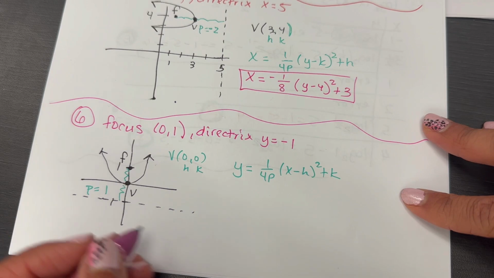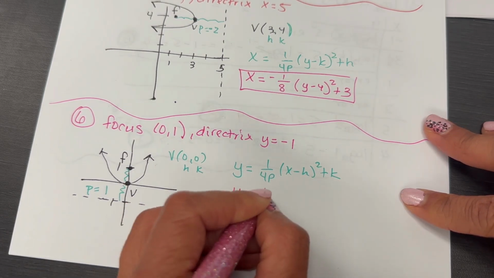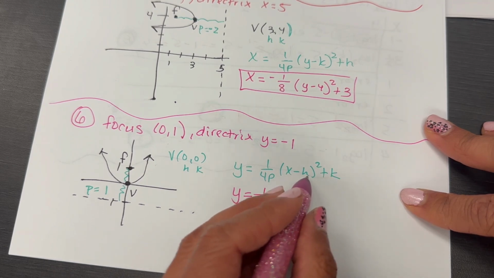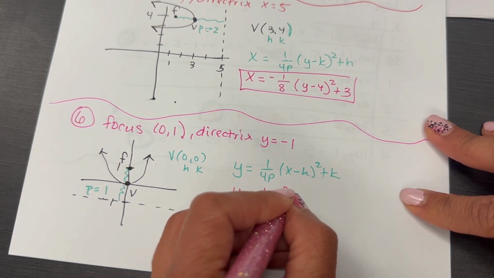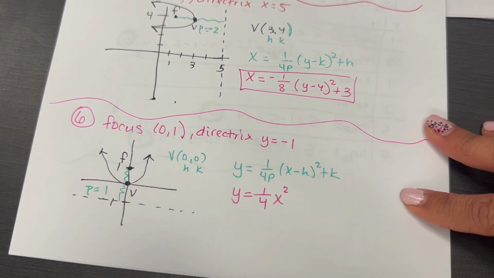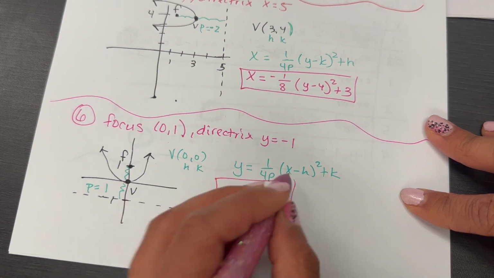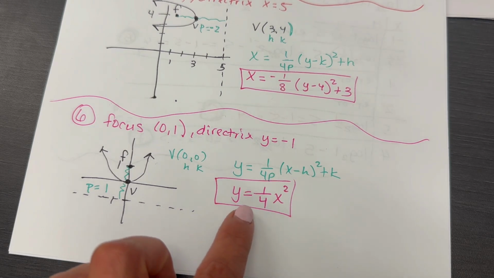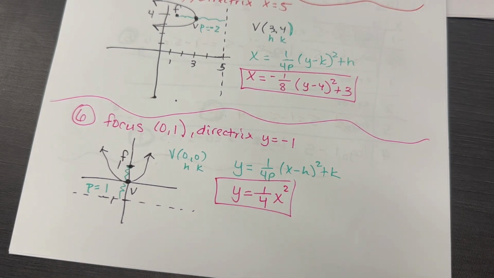The p-value is a +1, so y equals 4 times 1 is a 4, so 1/4. X minus 0 is just x, so x squared, and then plus 0, you don't need to put a +0 when it's a 0, so that's it. And that's what you would type into the box. Actually in the Edulastic box, it already has the y equals part. You just need to type in 1/4 x squared and you're good to go.